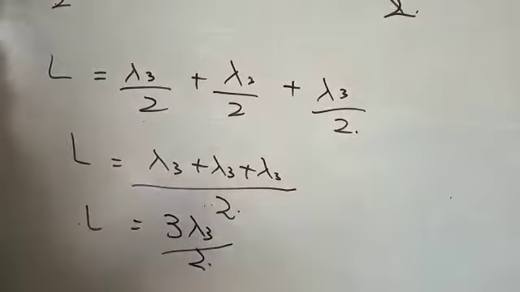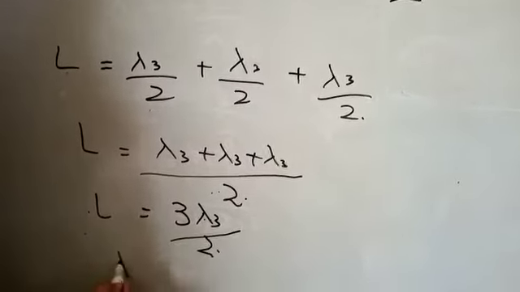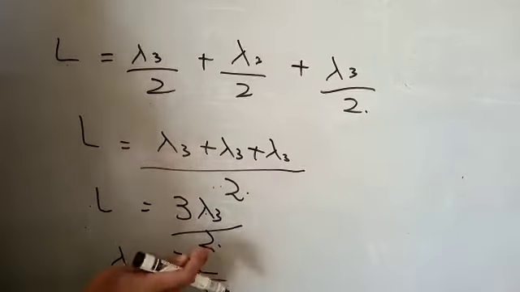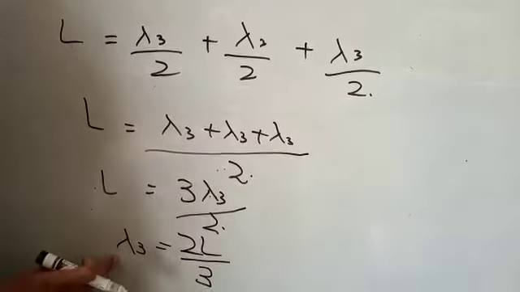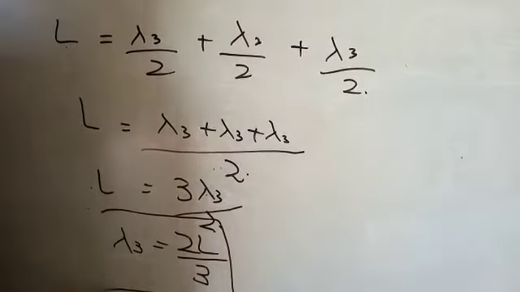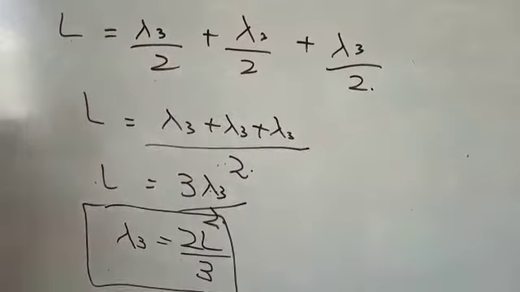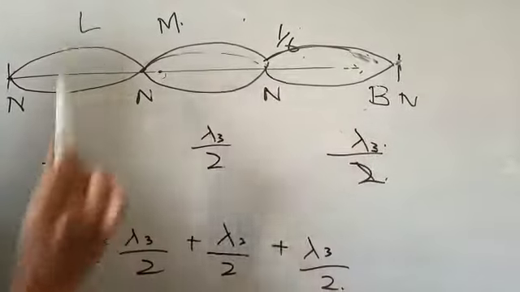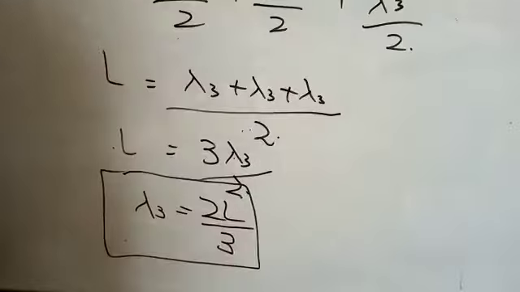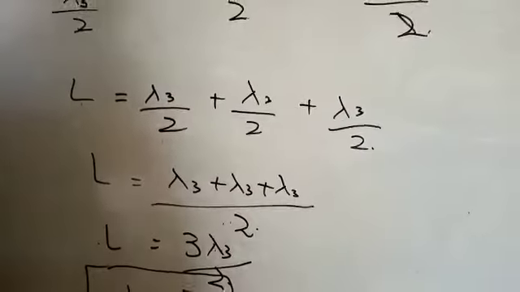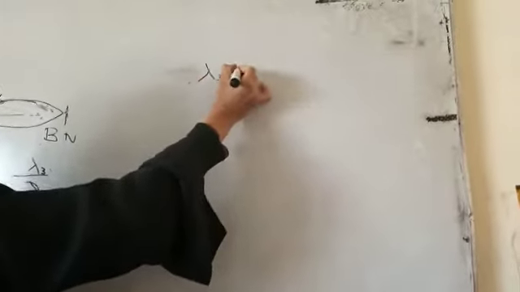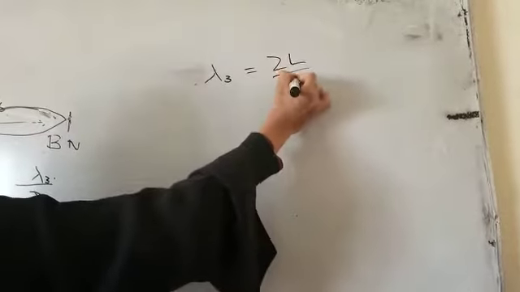If we want to find the expression for the wavelength, we can write lambda 3 is equal to 2L divided by 3. Here we multiply 2 on the other side and we divide 3 over L, and we get this expression. This is the expression for wavelength when we pluck the string fixed between 2 points at 1/6 part, such that this whole string vibrates in 3 complete loops and the wavelength of the stationary wave is equal to 2L divided by 3.